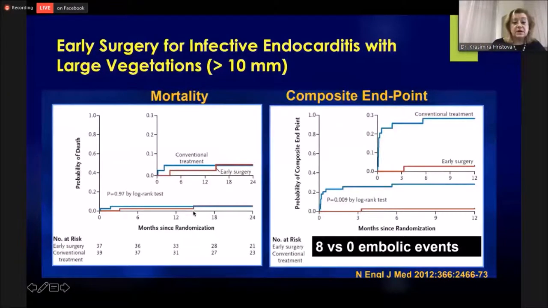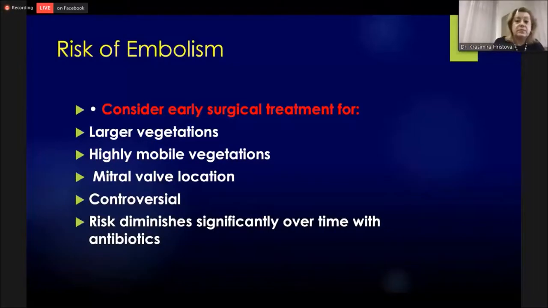this group has very low mortality over the next 24 months. The composite of embolism, the risk of embolism, is very low in the group with early surgery, compared with the group with more than 8 embolism risk. So when we look at embolism, which is very common in patients with infective endocarditis, we must consider early surgical treatment for large, highly mobile vegetation and mitral valve localization. The risk diminishes significantly over time with antibiotic treatment.